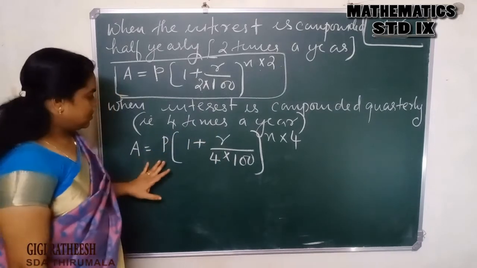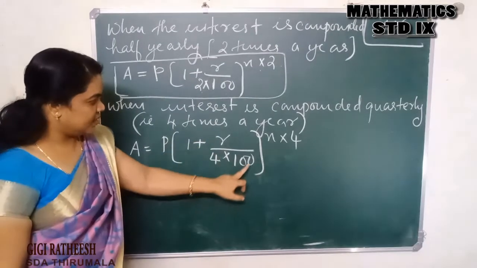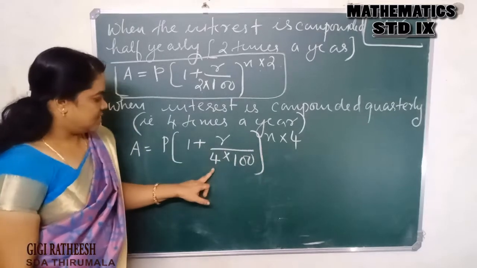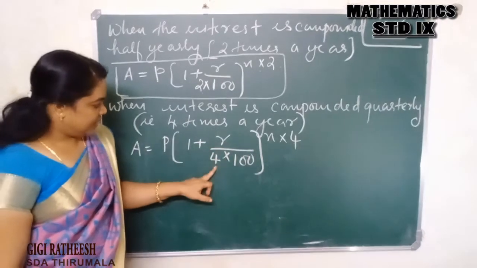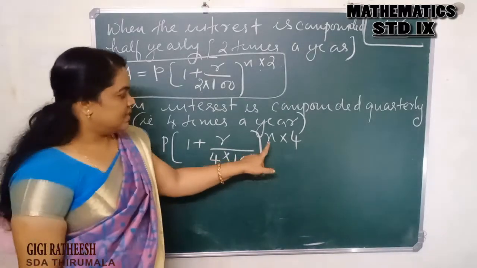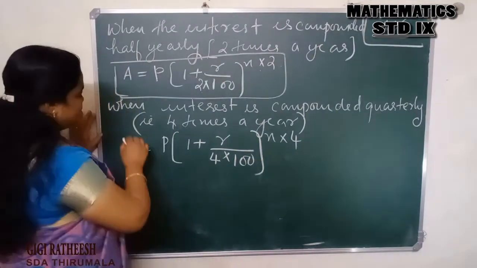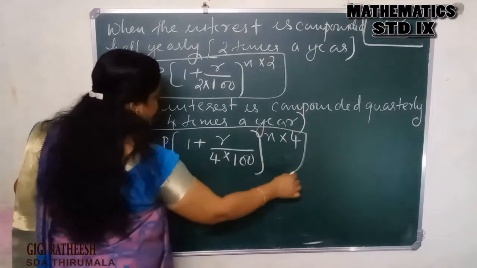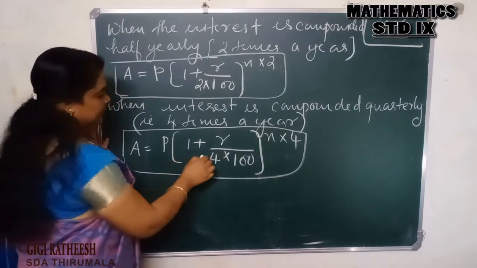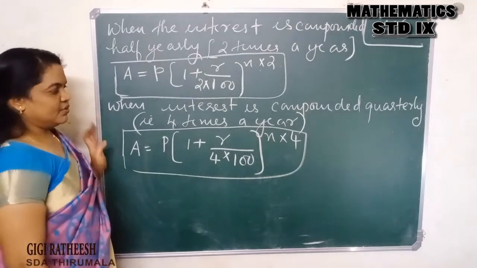That is A is equal to P into 1 plus 4 into 100 whole raised to N into 4. That is, this 4 is the rate divided by 4 times, that is 4 into 100, and the N raised to N is multiplied by 4. That is A is equal to P into 1 plus R by 4 into 100 the whole raised to N into 4.